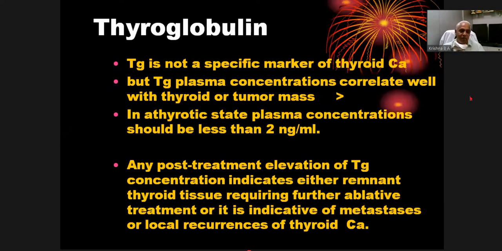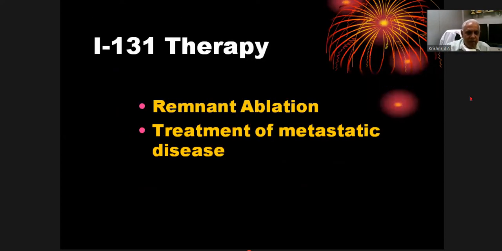Today, this is called stimulated thyroglobulin. What does it mean? TSH is high, 40. So under high TSH, thyroglobulin production is stimulated. So stimulated thyroglobulin, if it is less than 2 nanogram per ml, you have no issue about that particular patient having any significant clinical disease.